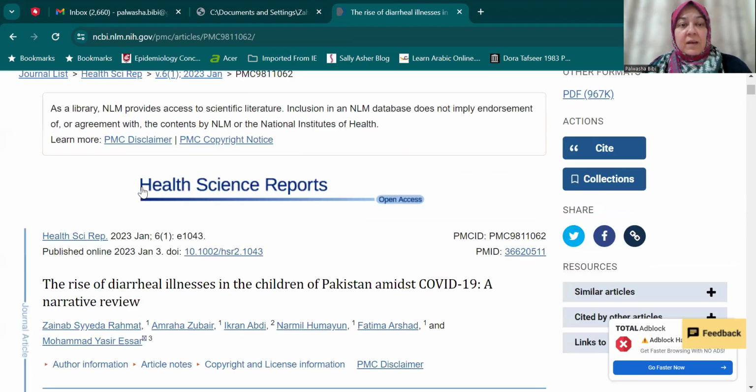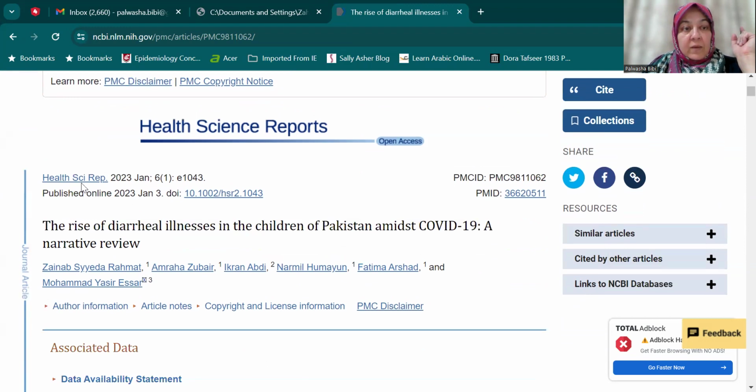Now here, Health Sciences Reports is a journal which is open access. It can be accessed by anyone. Most of the articles in PubMed Central are open access. They have to be open access. They're not copyrighted. Okay. So in Health Sciences Reports, in January 2023, this article was published.